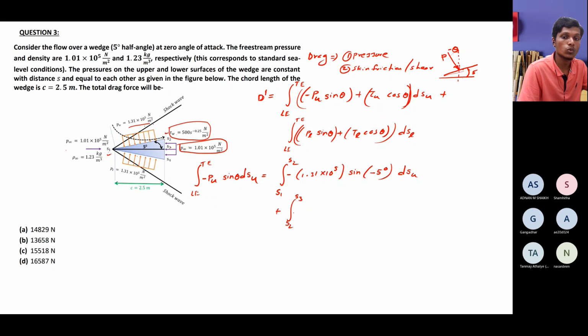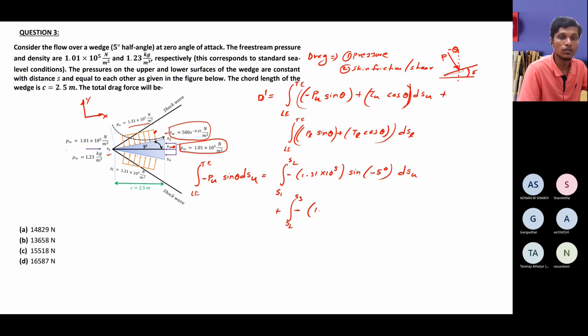Okay, from s2 to s3, how will you write? This is again minus, because this pressure is acting in the direction opposite to the, that is, if you say this is your x and this is your y, let's see, this pressure force is acting in the direction of minus y. Here it is acting in the direction of minus x, and this is acting in the direction of minus y. Okay, so that's why this minus came.